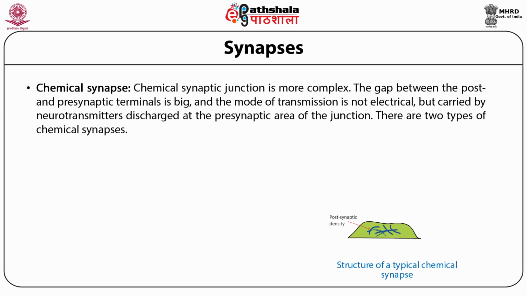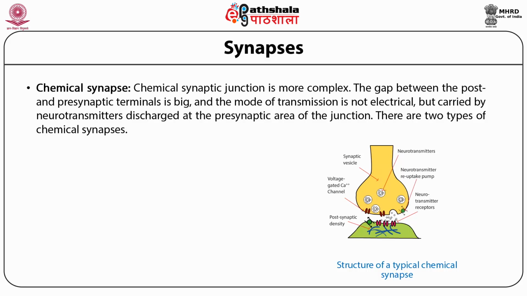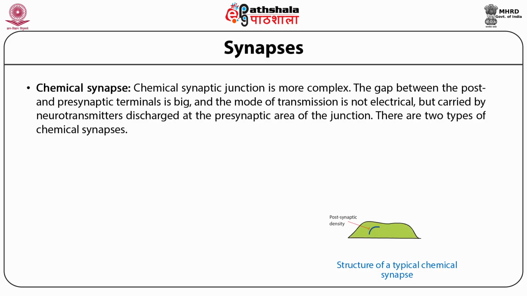Chemical synapse. The chemical synaptic junction is more complex. The gap between the post- and presynaptic terminal is big and the mode of transmission is not electrical but carried by neurotransmitters discharged at the presynaptic area of the junction.